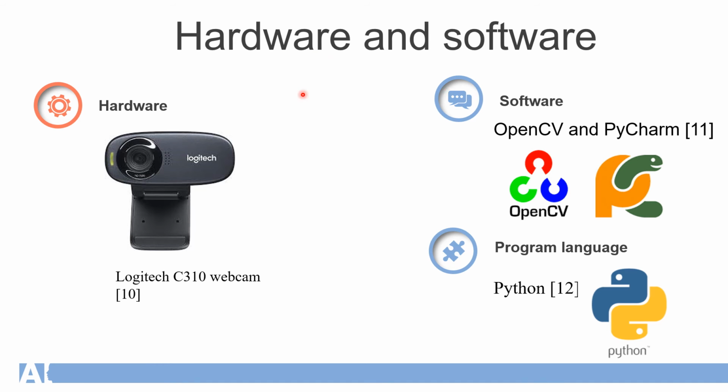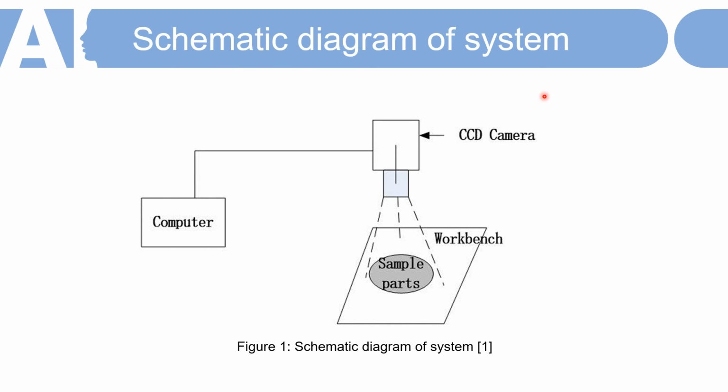Hardware and software. The hardware is a 2D digital camera, Logitech C310 webcam. The software we use are OpenCV and PyCharm. The OpenCV is a cross-platform library which can develop real-time computer vision applications. And PyCharm is an IDE used in computer programming. The language we use to develop the system is Python. Schematic diagram of system. The figure above shows the apparatus setup of the system.